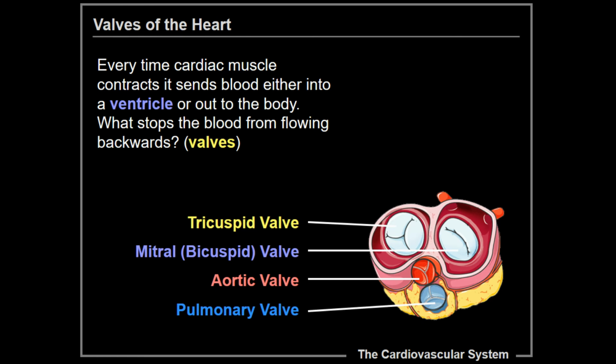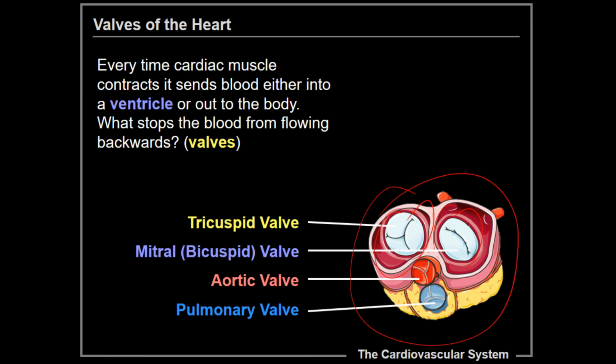Every time the cardiac muscle contracts, it sends blood either into a ventricle or out into the body. What stops the blood from flowing backwards? I'm glad you asked. Those structures are known as valves, and there are four key valves in the heart. I mentioned a few on the last slide, but in this diagram down here, we are looking at the top of the heart. So here we've cut the top of the atria off, and we're seeing the valves that separate the atria from the ventricles.